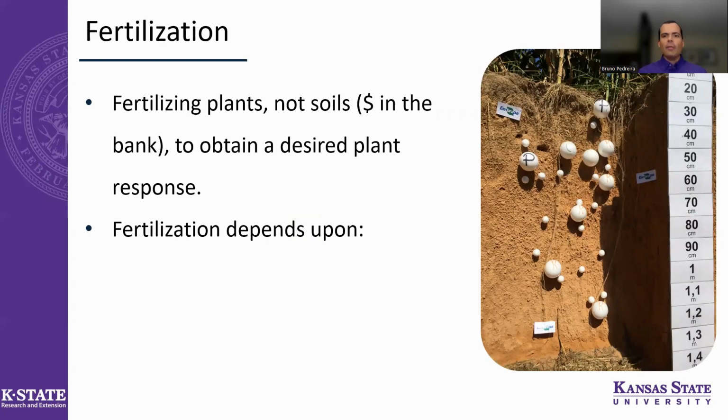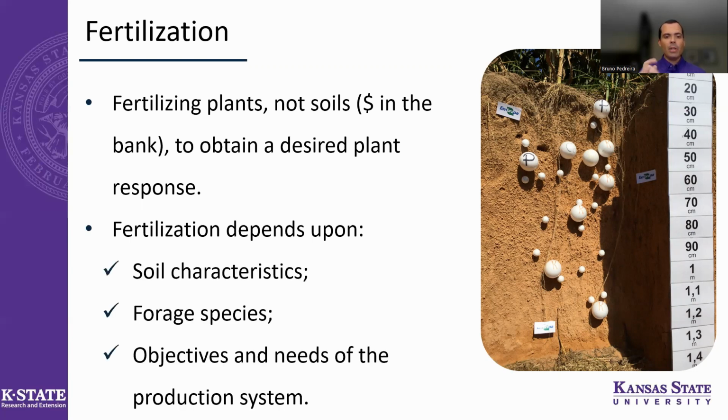And based on all of it, I would like to tell you guys that my goal for fertilizing a forage system will be to fertilize plants. Okay, we can talk about building soil fertility, but the best place to have dollars is in the bank. We are here thinking about fertilizing plants to obtain a desired plant response. And these fertilizers should depend upon soil characteristics, forage species, and the objectives of the system. What are your needs for your forage system? Where are you going with it? Do you know what the target of your system is?